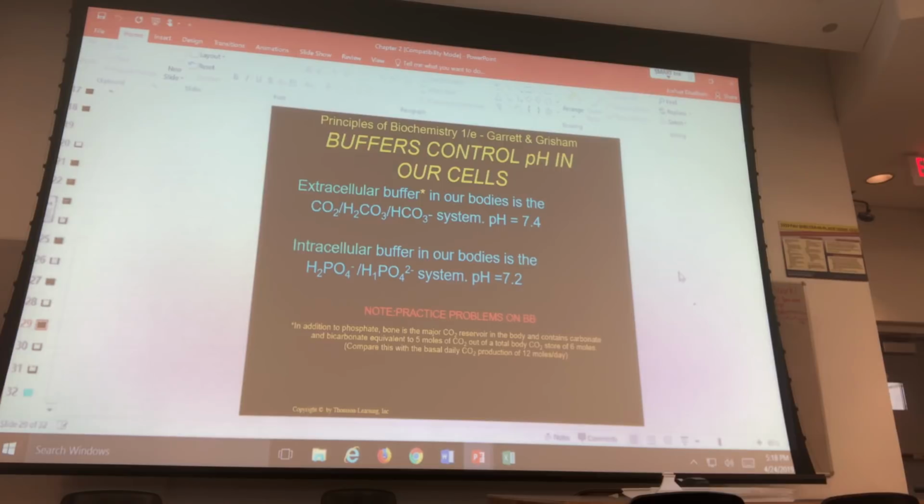You need to find a buffer whose pKa is equal to the enzyme's optimal pH. All right, if you don't know what any of that means, that has been detailed in the exam 1 review, you can find that there. You need to find the buffer whose pKa is equal to the optimum pH.